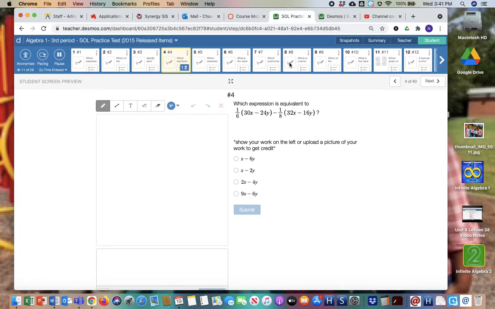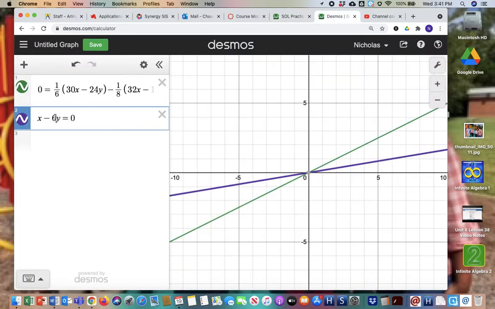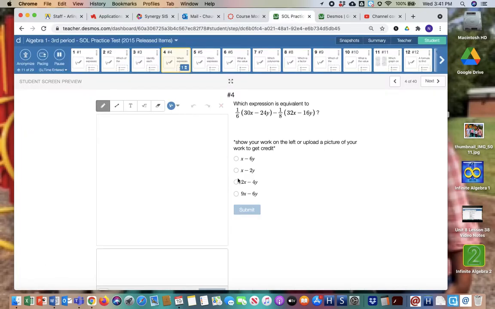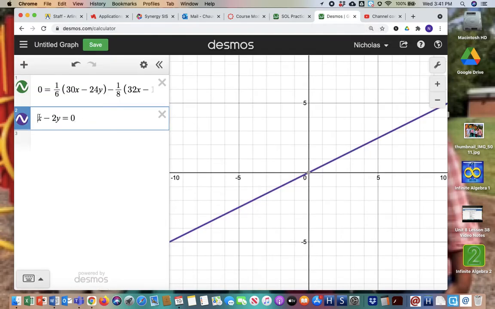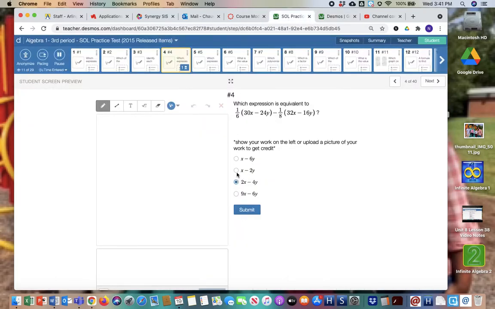So now what about x minus 2y? All right, well, let's try that. x minus 2y. Yes, it's the exact same line. So let's pick this. And now let's try 2x minus 4y. So 2x minus 4y. That also is the same line. So I would be thinking it could be both of these. Okay, we'll go over which one it has to be in a second.